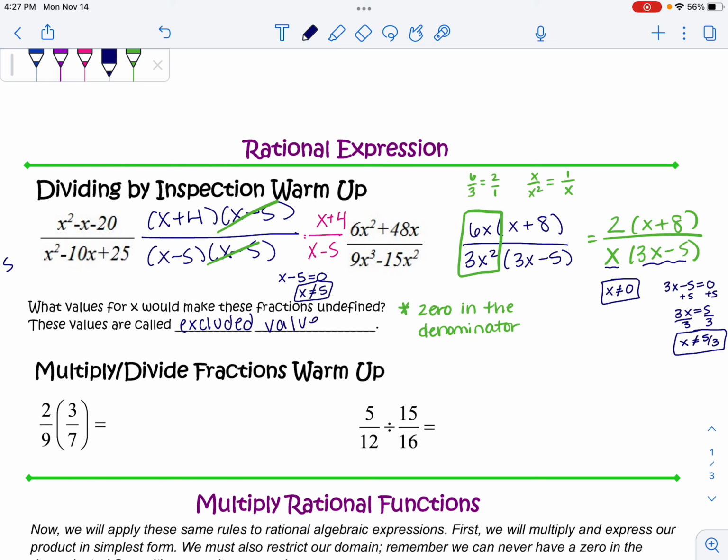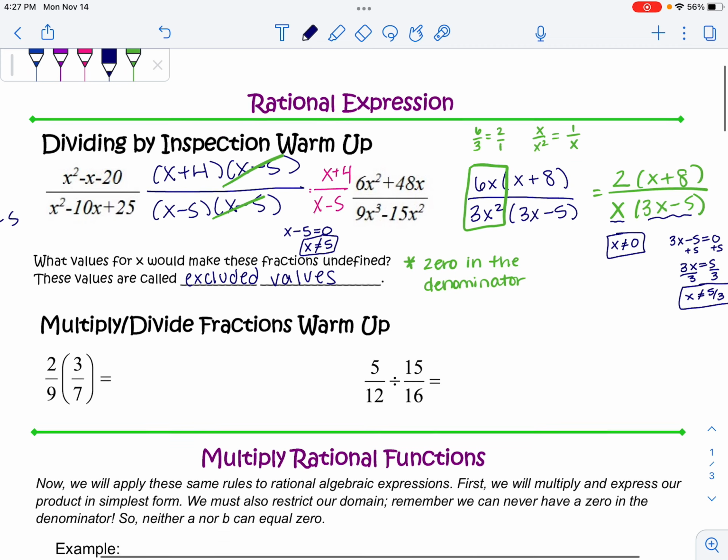That's why we say it cannot equal them. They are excluded from the values x can be. All right, one more quick warm-up.